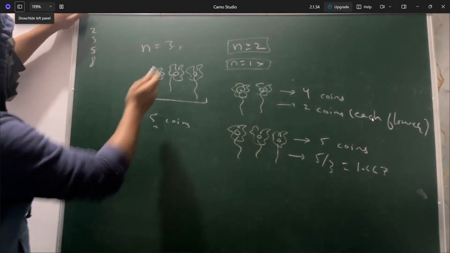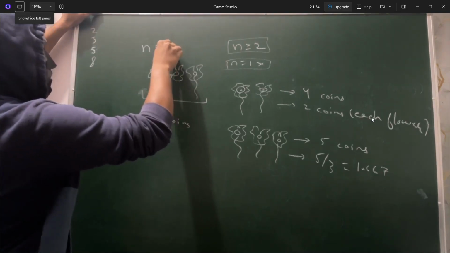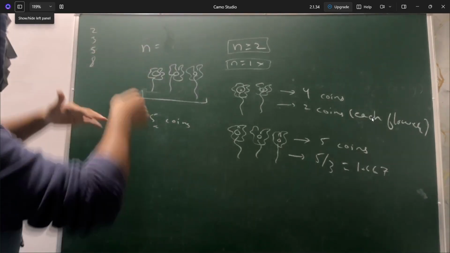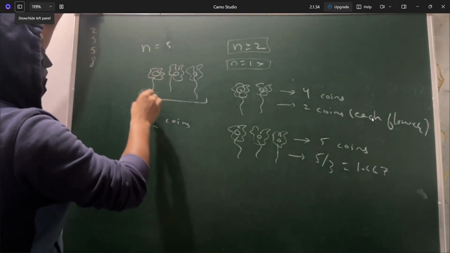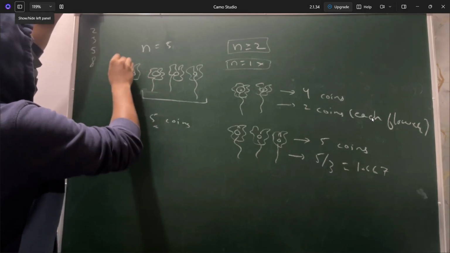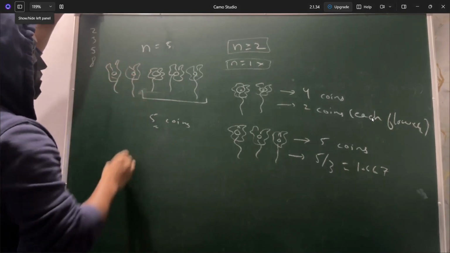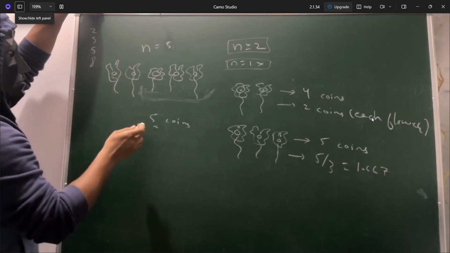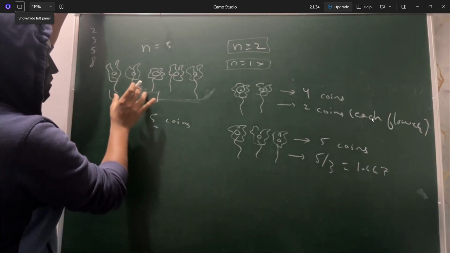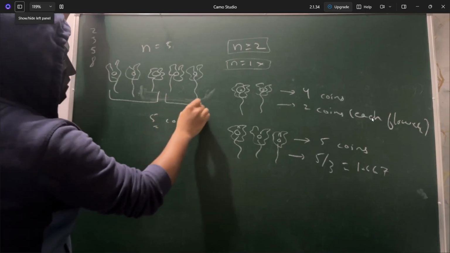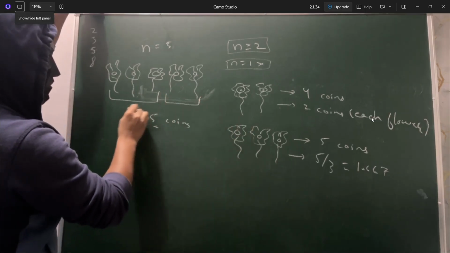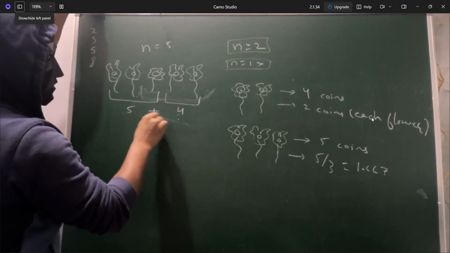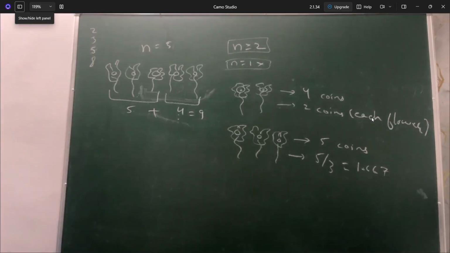Now one more case I'll be dealing with while deriving the formula. Let's say I want to purchase 5 flowers. Whenever you have more flowers, try to take a set of 3. I'll be taking 3 flowers, so remaining we have 2 flowers. 3 flowers means you'll be spending 5 coins, 2 flowers means you'll be spending 4 coins. So the total number of coins you'll be spending is 9. So in this case 9 is the answer.